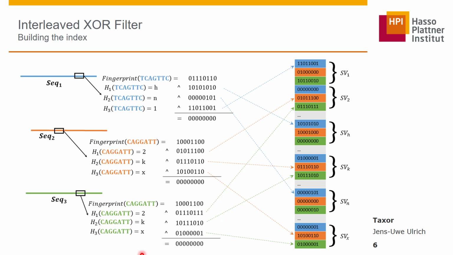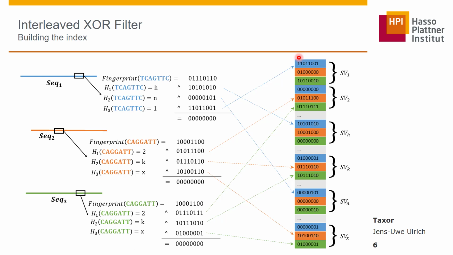However, we want to avoid several thousand queries for each k-mer of a given sequencing read we want to taxonomically classify. Thus, we developed an interleaved XOR filter data structure that combines all single XOR filters in such a way that the entries of the XOR filters are ordered in an alternating manner.